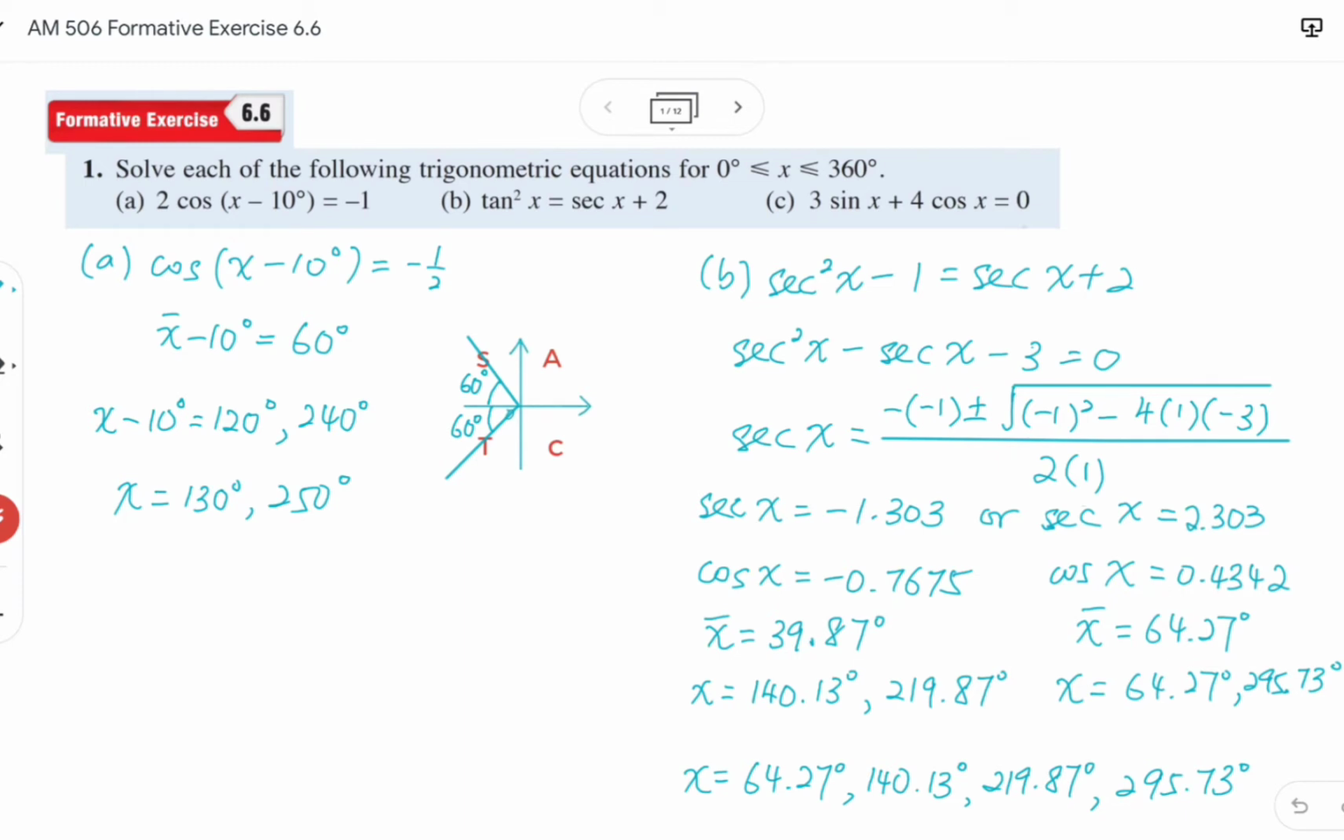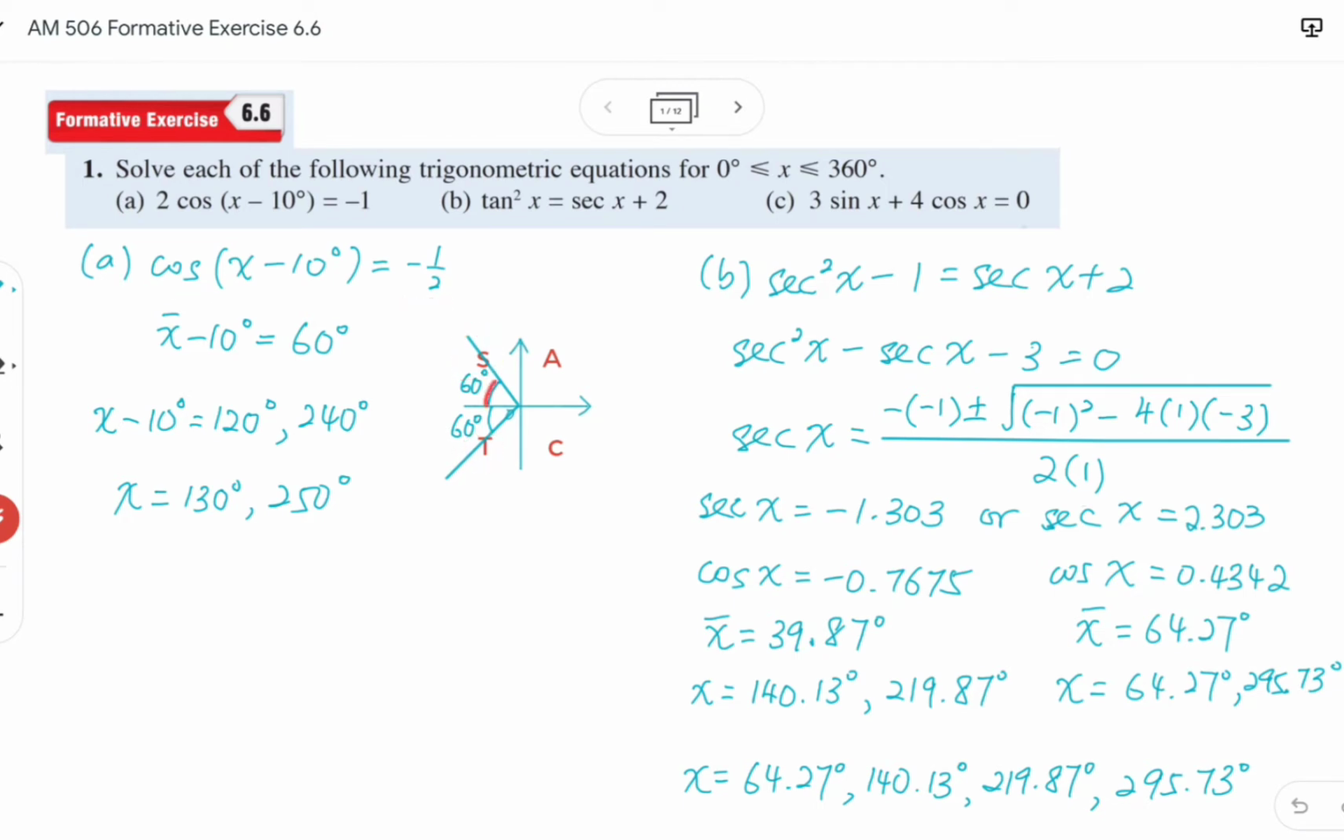So first, we move the 2 to the right hand side, becoming negative 1 over 2. So cosine (x minus 10 degrees) is negative 1 over 2. Look for the reference angle of x minus 10 degrees, we get 60 degrees. So cosine is negative in the second quadrant and third quadrant.